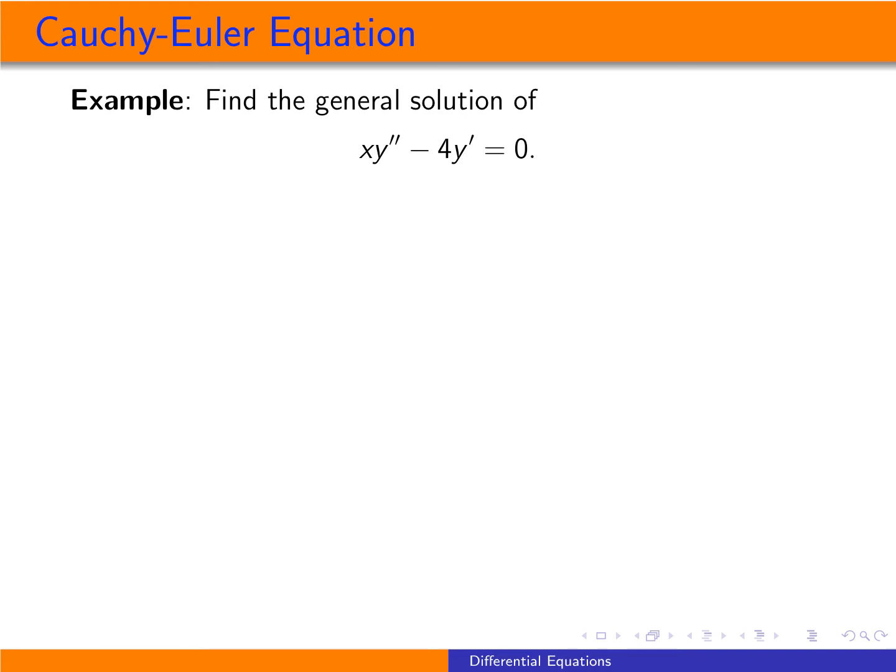So one thing that we can always do is algebraically manipulate, as long as we do the same thing to all terms, or maybe say both sides of the differential equation. So multiplying through everything by x, this becomes x squared y double prime minus 4xy prime equals 0. And once we have it in this form, this is a Cauchy Euler, and it's a homogeneous differential equation.